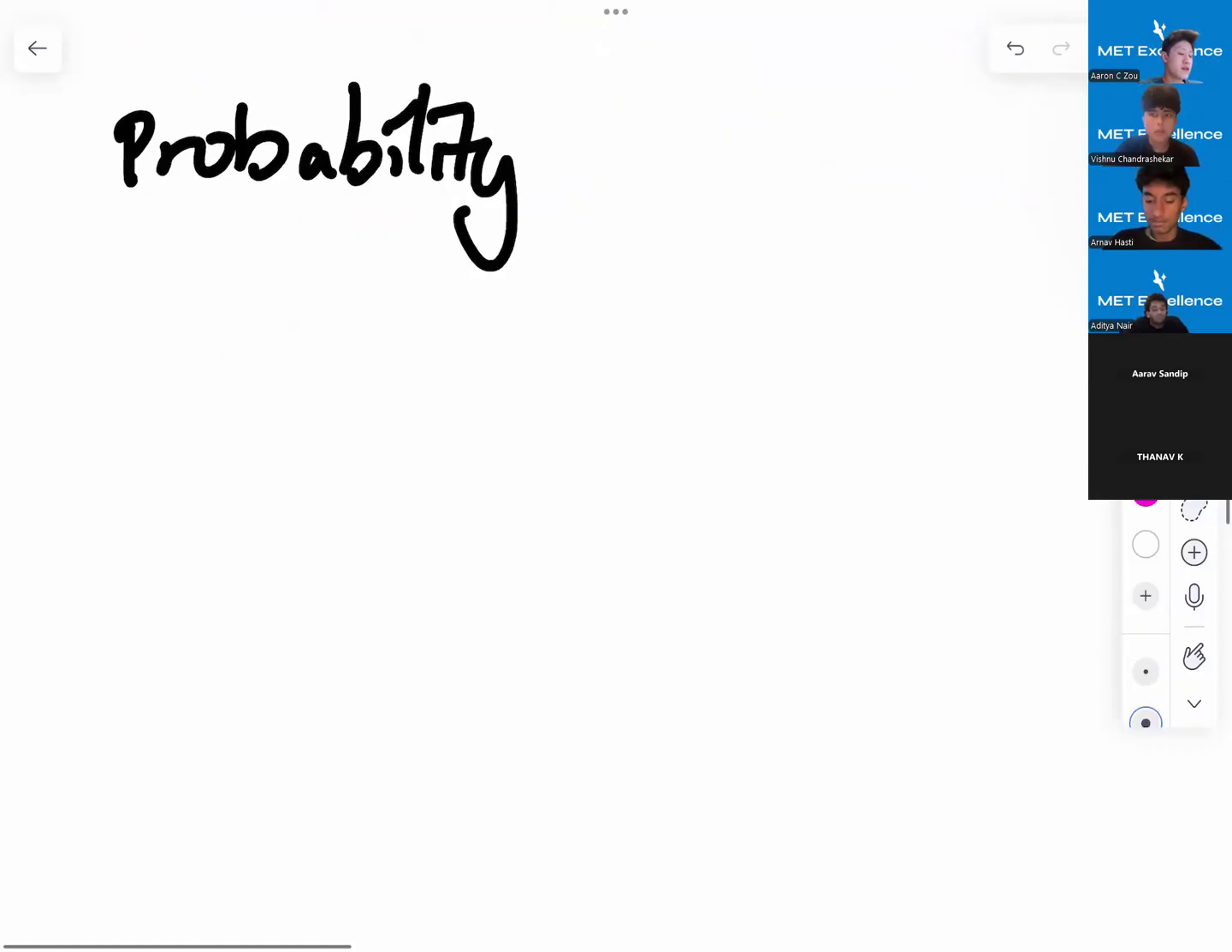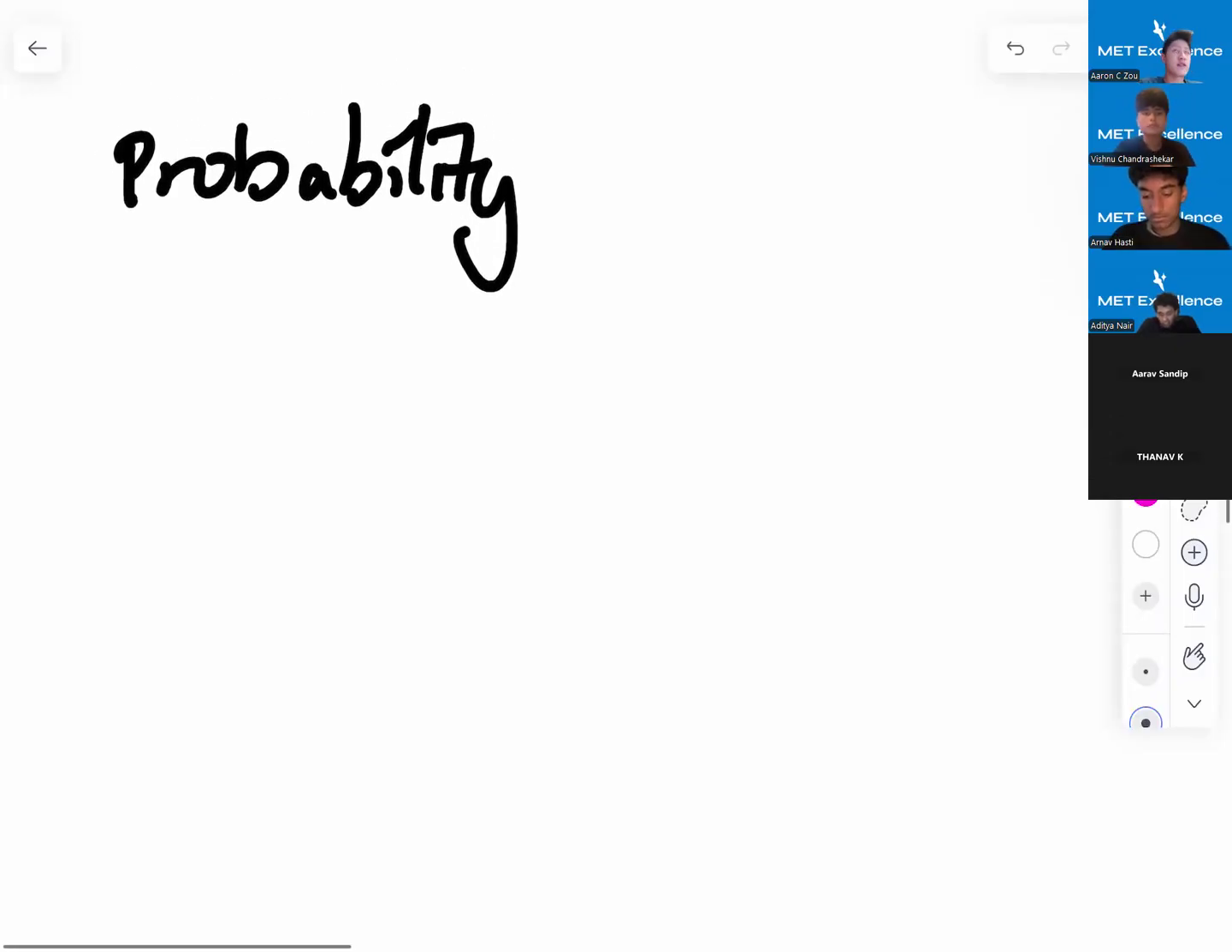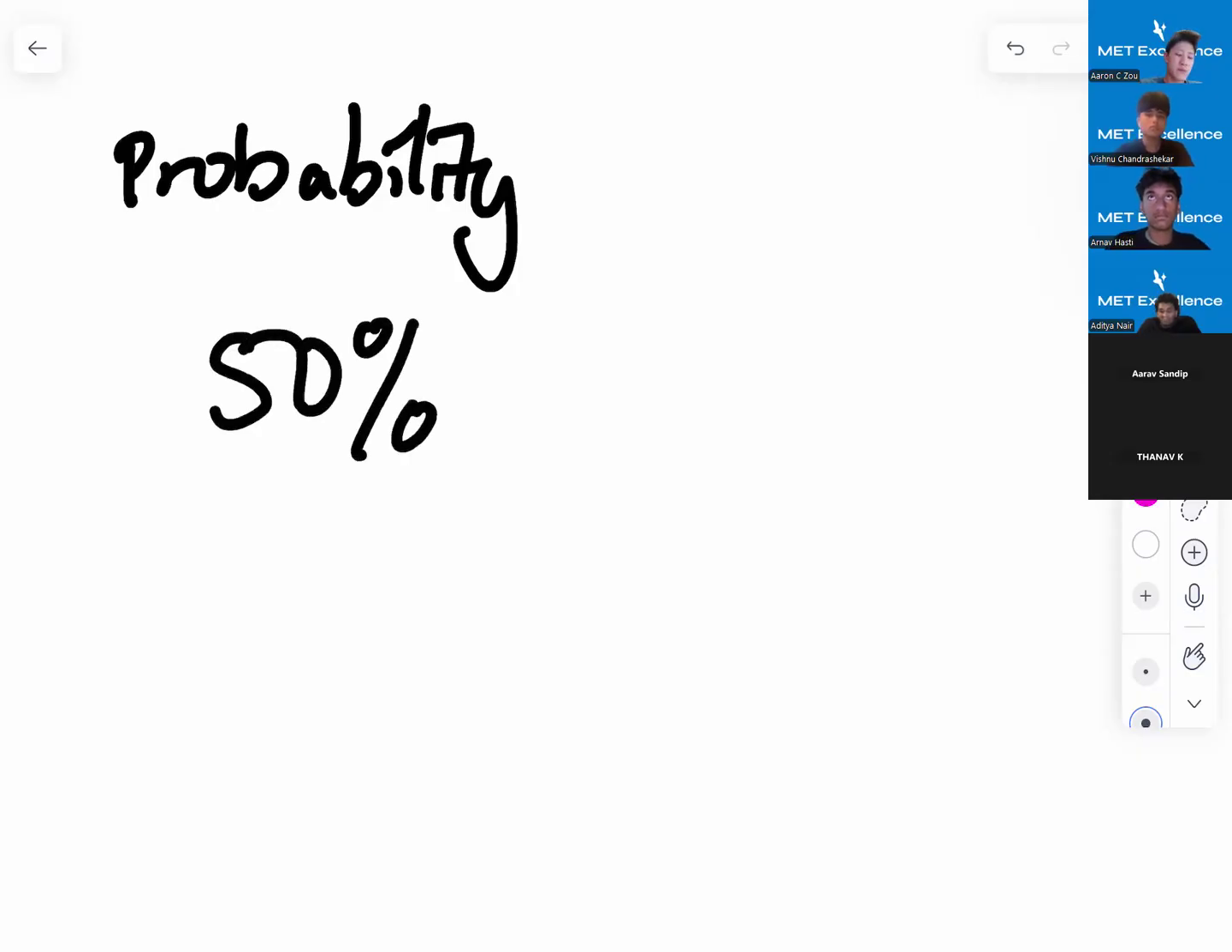Okay, so for probability, I'm sure you guys have heard of this. This is like how likely is something to happen. So for example, if I say, what's the probability of getting a head when flipping a coin? That would just be 50%, right?